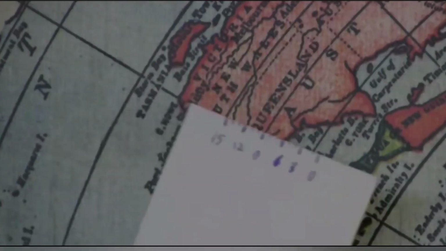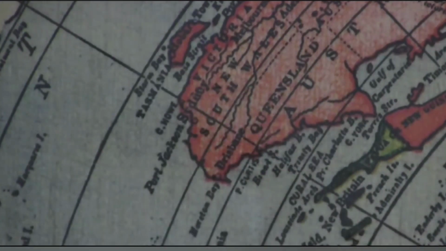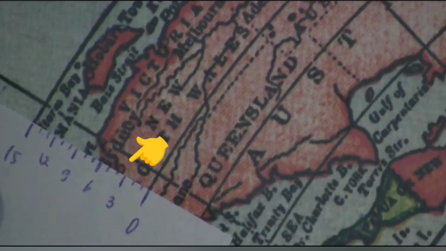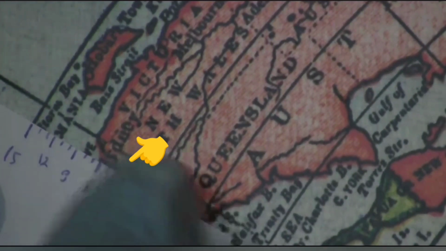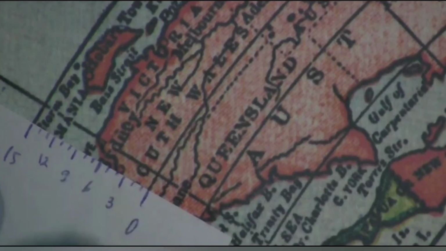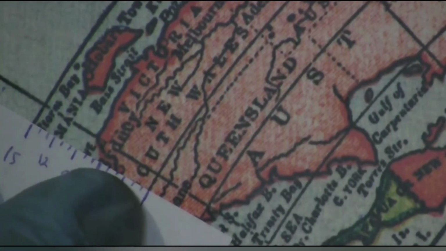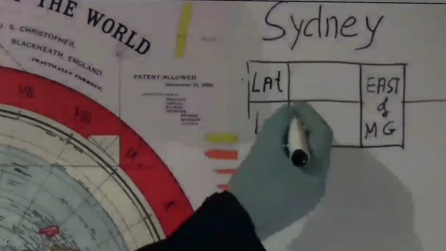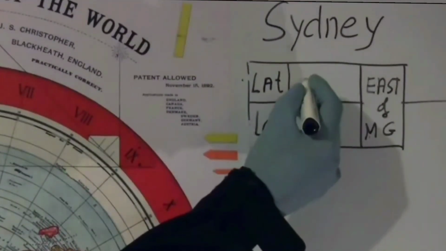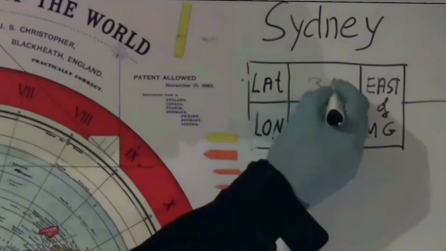So now we're going to locate Sydney, and we're going to locate the nearest latitude line, which is 30 degrees. Then we're going to set our scale down and count the individual degrees. And we get 1, 2, 3, 4. So Sydney is 34 degrees south latitude, or negative 34 degrees. Now we're going to write down negative 34 degrees for Sydney's latitude, and then we're going to go on to the longitude.